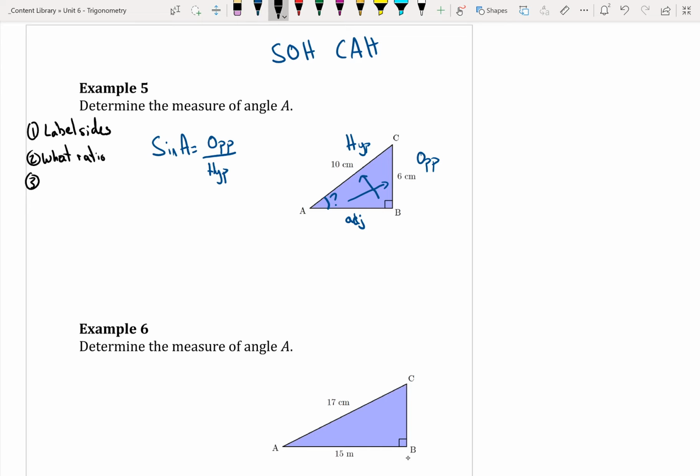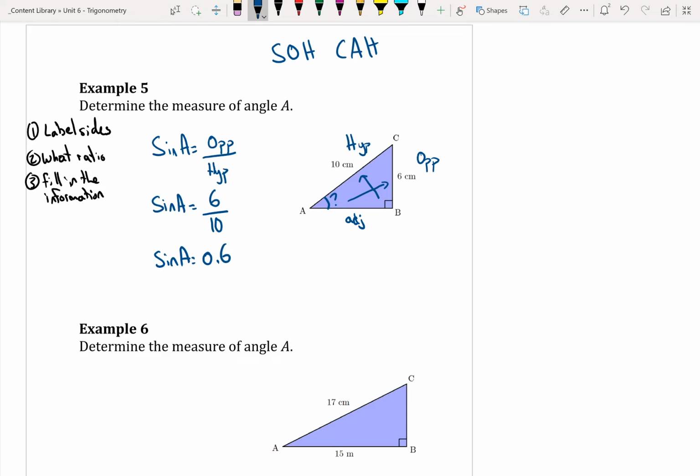So the third step then is to fill in the information. So for my information, I'm still going to leave it as sine A because I don't know what my angle is. I know my opposite is 6, and I know my hypotenuse is 10. If we want to continue to simplify this, we can. So we can have sine A is equal to 0.6. From here, we want to solve what A is equal to.